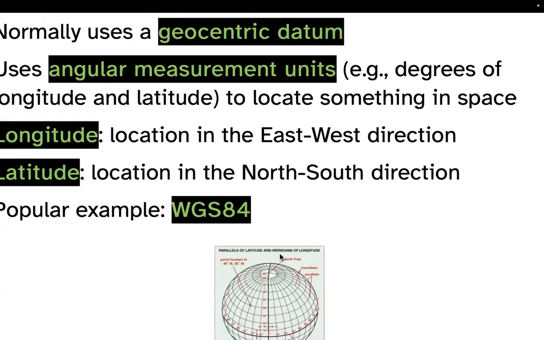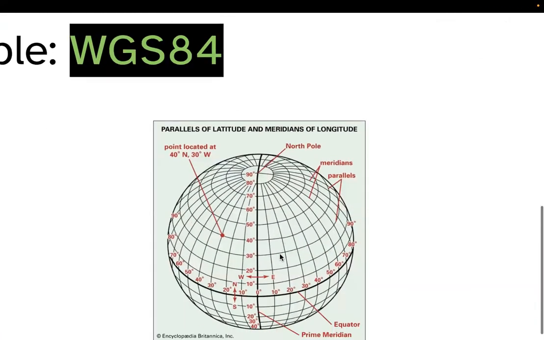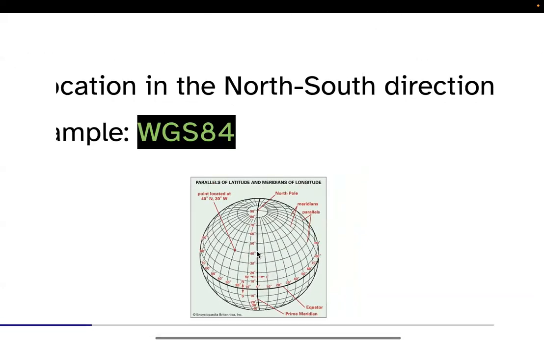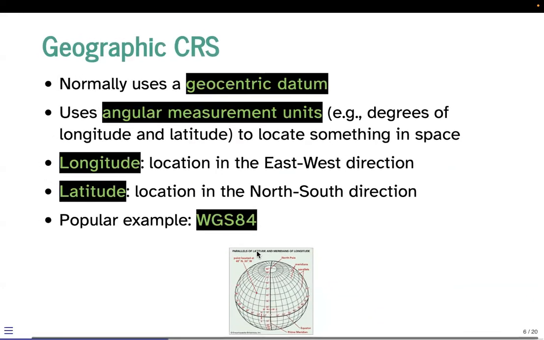Here, let me just zoom in. This is just an example of how the world is split if you're talking about a geographic CRS, in this case WGS 84. We have degrees of longitude going east-west and degrees of latitude going north-south. And then we have the prime meridian and the equator as the two main reference points of this type of reference system.